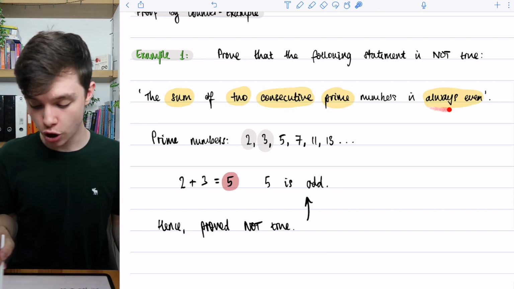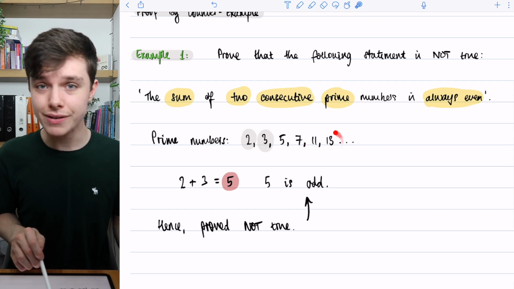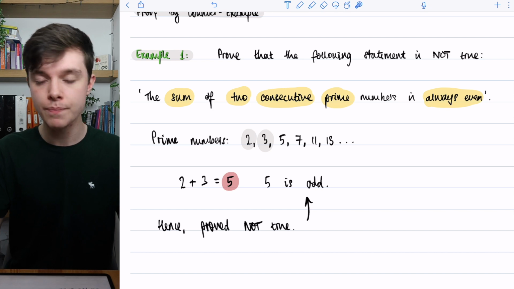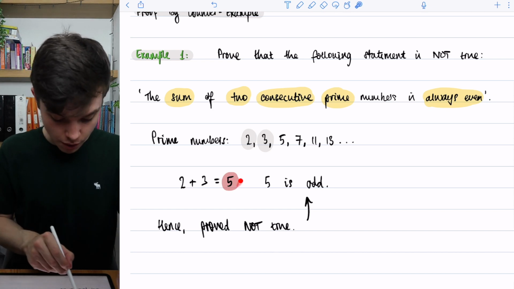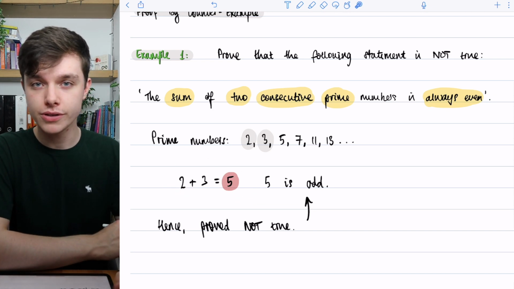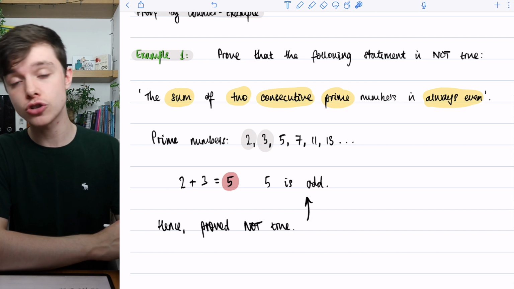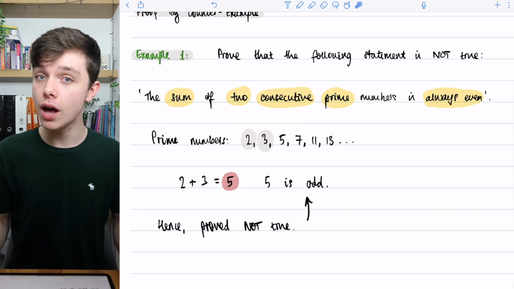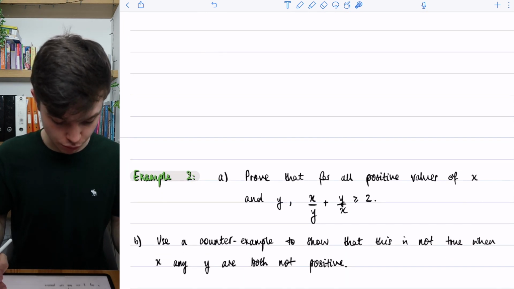And then if we had always odd here, I've clearly shown that there is a counterexample that gives me even, okay? So if we flip that round to always odd, it's not, it's even, and so there's my counterexample. So that proves the statement is not true. In other words, it disproves the statement, okay? So there's an example of a counterexample proof.